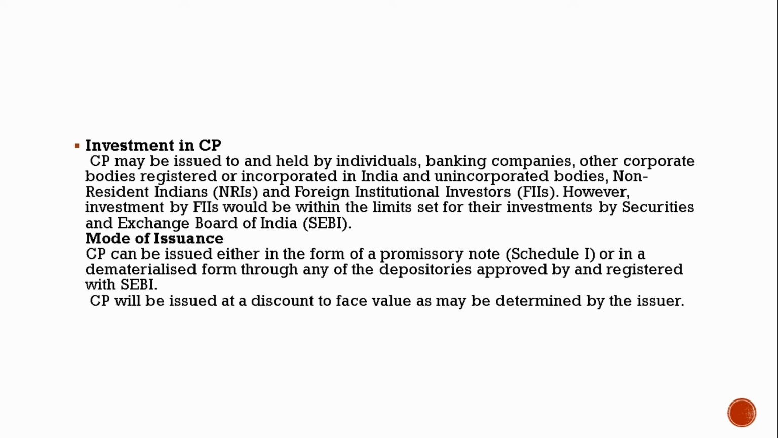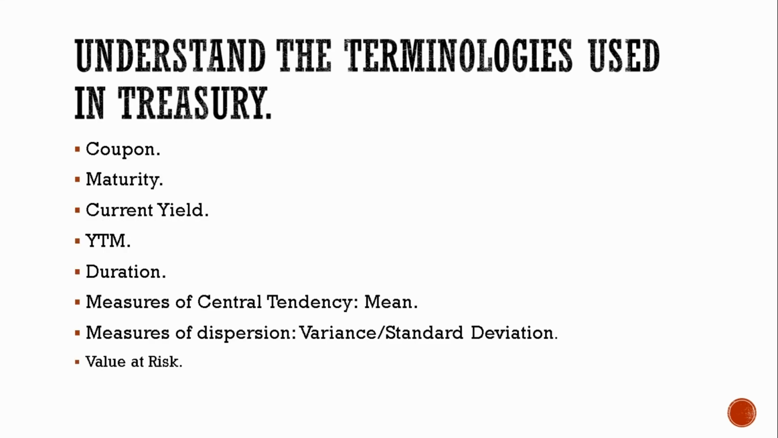Now, mode of issuance: commercial paper can be issued either in the form of promissory note or in a dematerialized form through any of the depositories approved by and registered with SEBI. Commercial paper will be issued at a discount to face value as may be determined by the issuer.